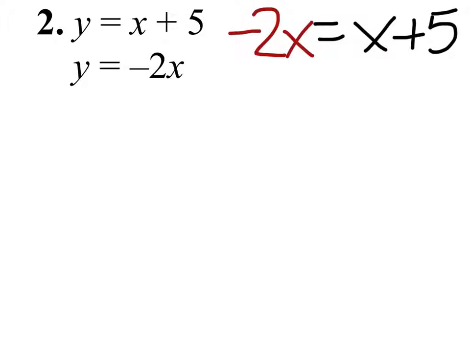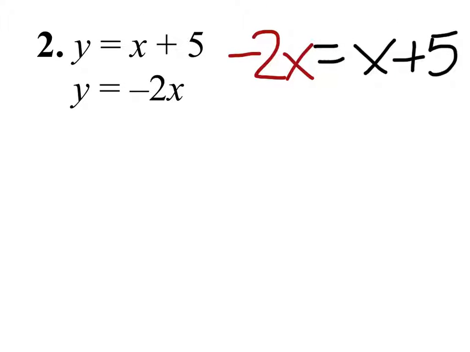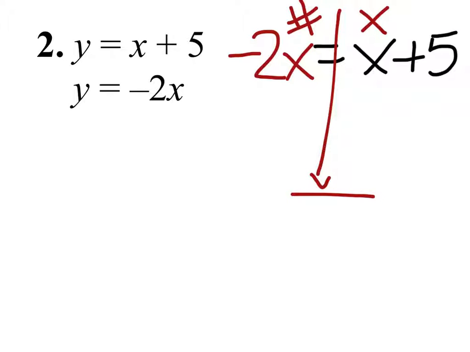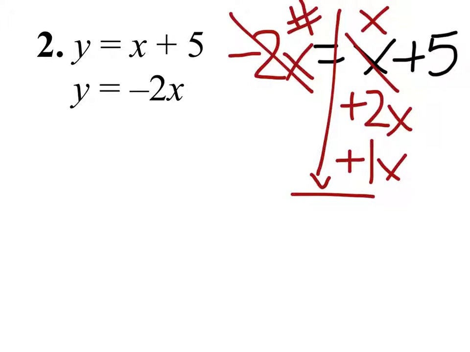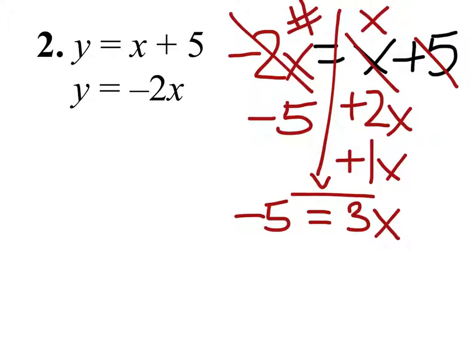Now I can play the switch and stay game. So let's play. X is on the right. Numbers on the left. Negative 2x switches to positive 2x. X stays, positive 1x, and 5 is going to switch to negative 5. That brings my equal sign down. I've got negative 5. 2x plus 1x is 3x.